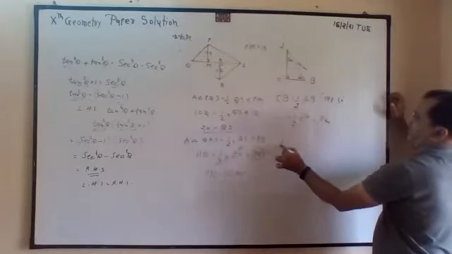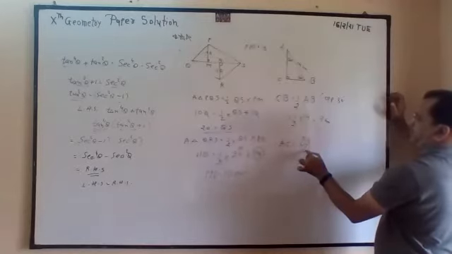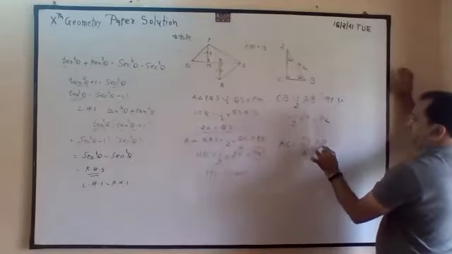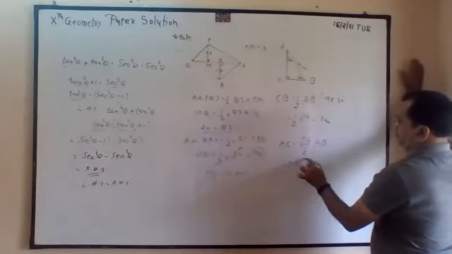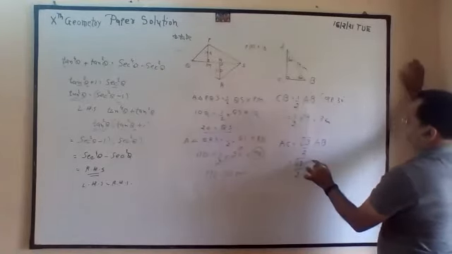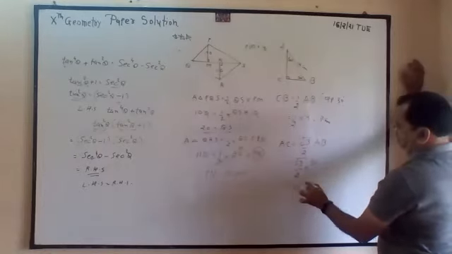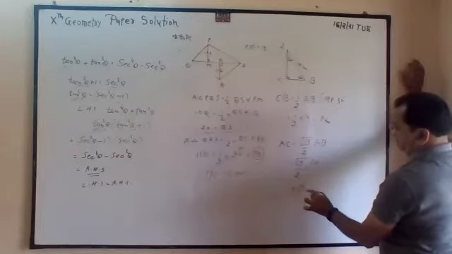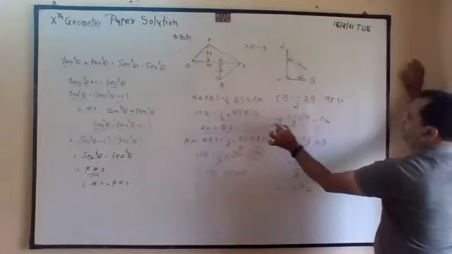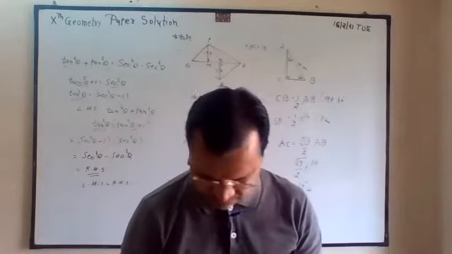Opposite to 60, AC, is root 3 by 2 of AB. So root 3 by 2 AB, cancel. 7 root 3. So these two answers, 2 marks.